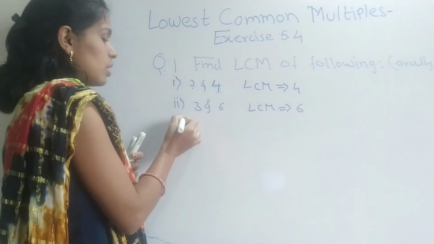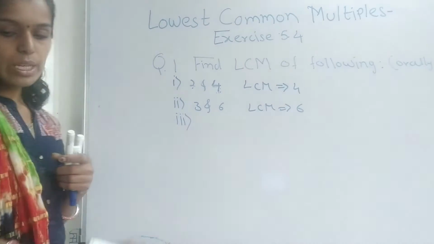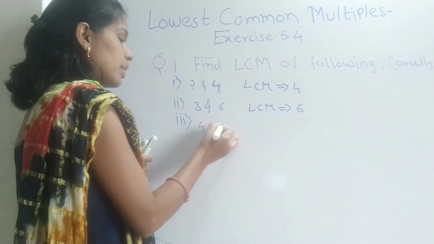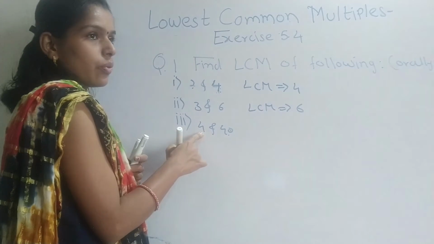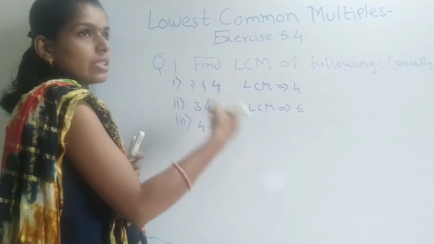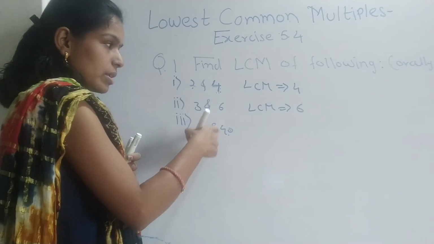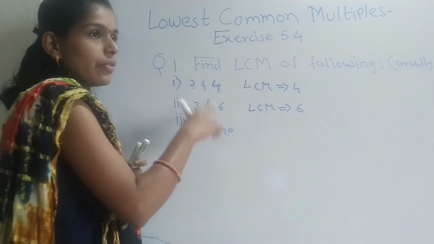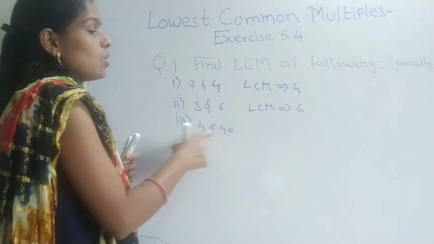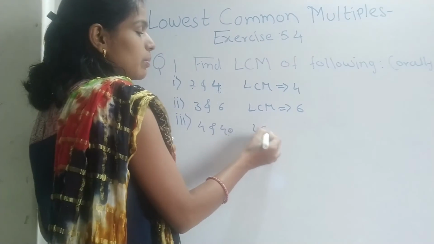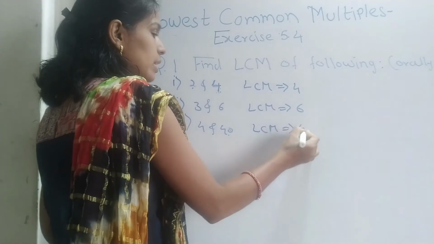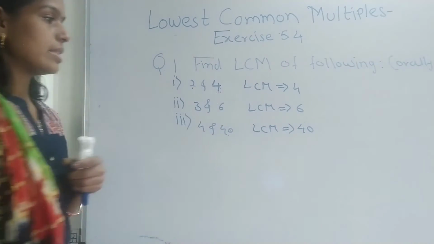Then the next pair is 4 and 40. Again this 40 is a multiple of 4. 4 10s are 40 and 40 1s are 40. The second number given is the first multiple of itself. So the least common multiple of both numbers is that second number only. Here, LCM is 40.